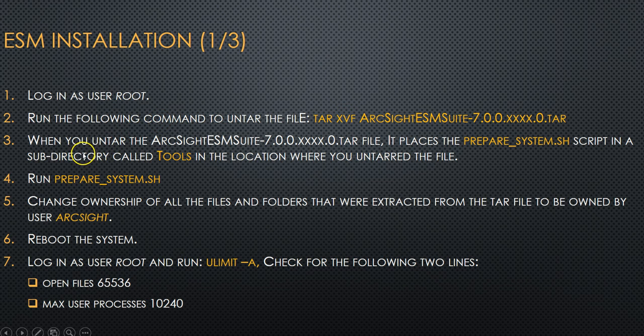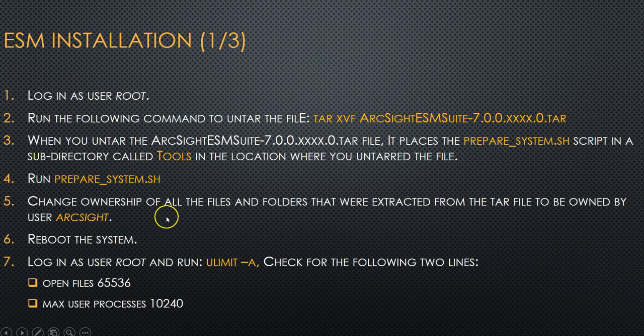So next, after the extraction takes place, there is a script called prepare_system.sh. This script will be placed in a subdirectory in the location where you uncompressed or extracted the file for the ESM suite. And we need to run this prepare_system.sh. Actually, it will prepare our system. It will add more configurations to be ready for the ESM installation.